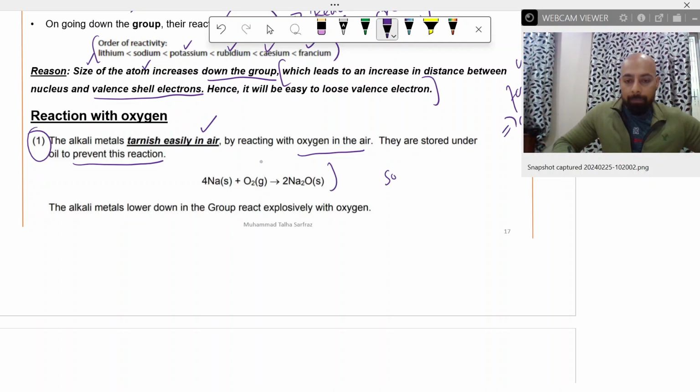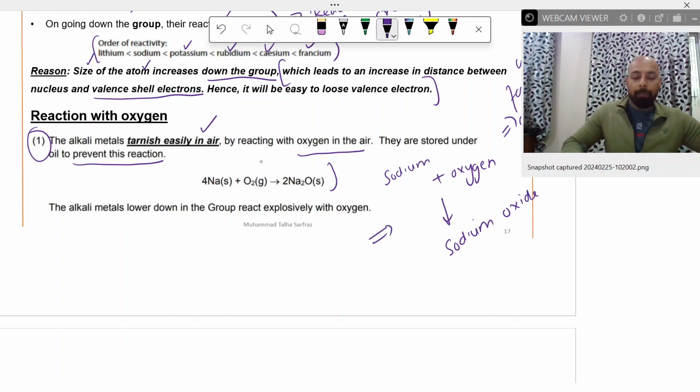सबसे पहले sodium, let's say we have sodium plus oxygen, right? And they will react together to produce sodium oxide. Okay, ठीक है? So this should be very very clear. अब कैसे इसको लिखते हैं, right?